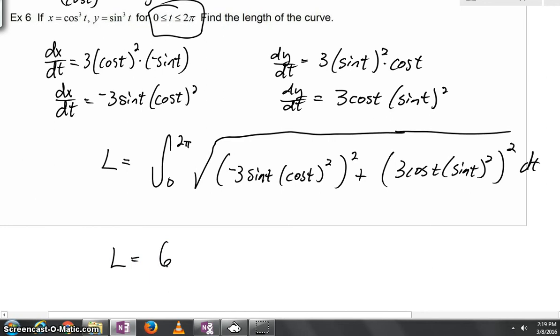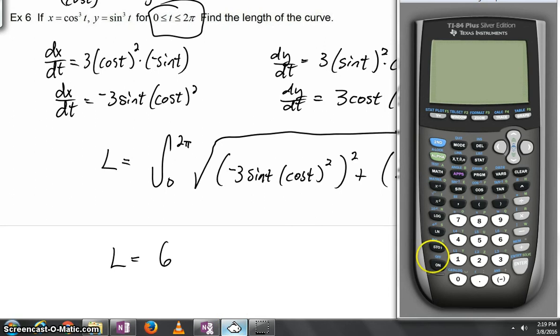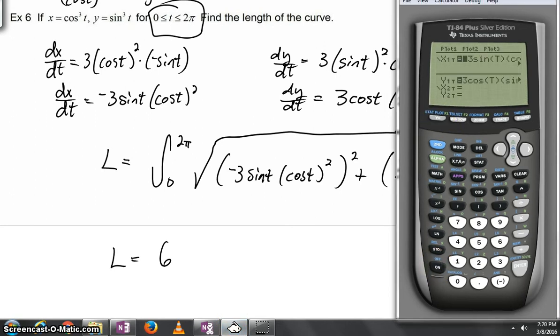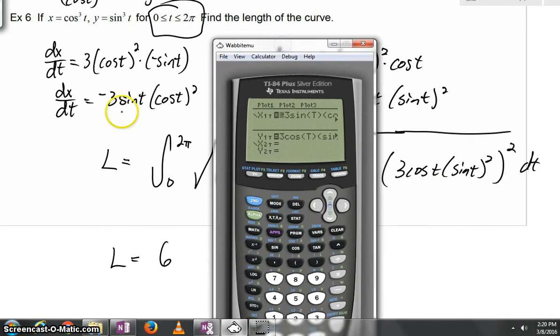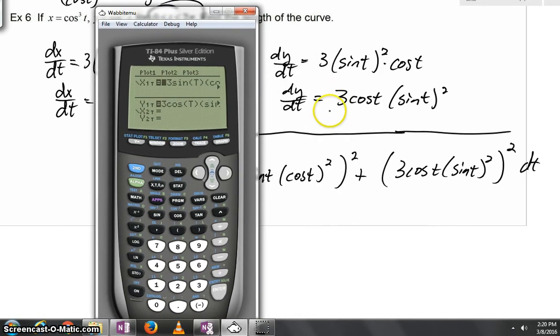I did talk in class about a nice, clever way that we could deal with this and make life a little bit simpler. What you can do is get x1t and y1t to be these derivatives. I went back to y and typed in x1t. I just retyped this negative 3 sine t in parentheses cosine of t squared. Then for dy/dt, I put that into y1t. Just type in 3 cosine of t sine of t squared.